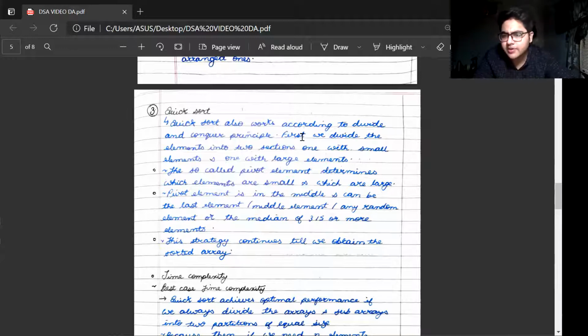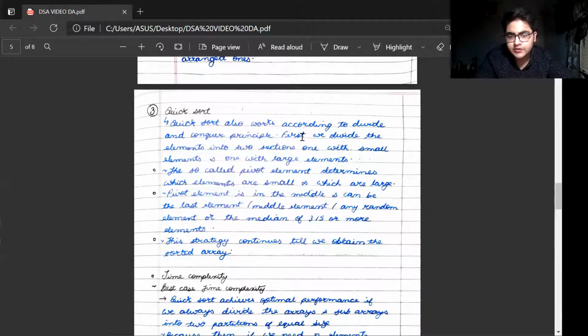Now, this question might come to your mind: how will we divide the elements, and how will we figure out which element is small and which element is large? The criterion is the pivot element. The pivot element determines which elements are smaller and which elements are larger. The pivot element can be selected using a pivot strategy. A pivot strategy can be selecting the last element, which is the most probable case, or we can also select the middle element, any random element, or the median of three numbers.